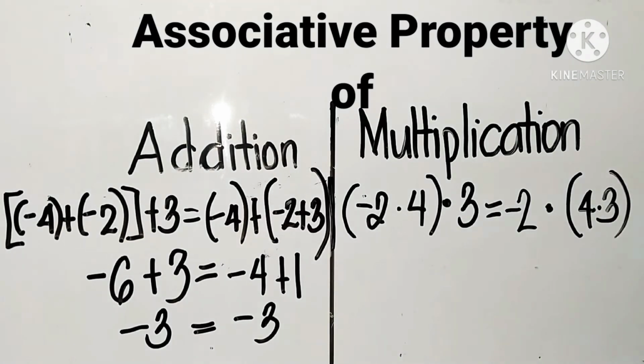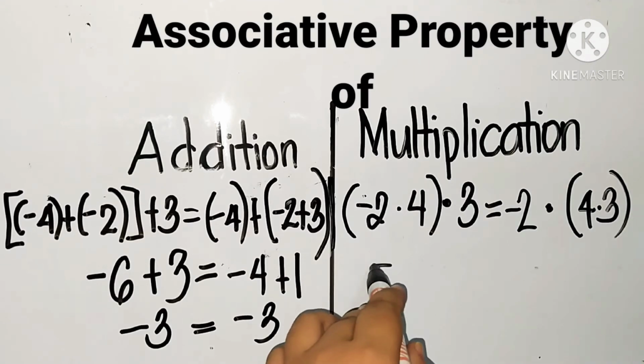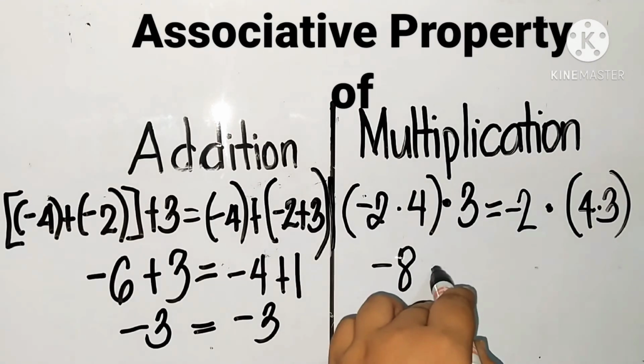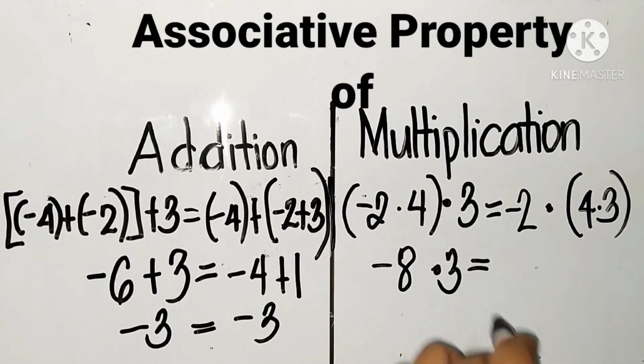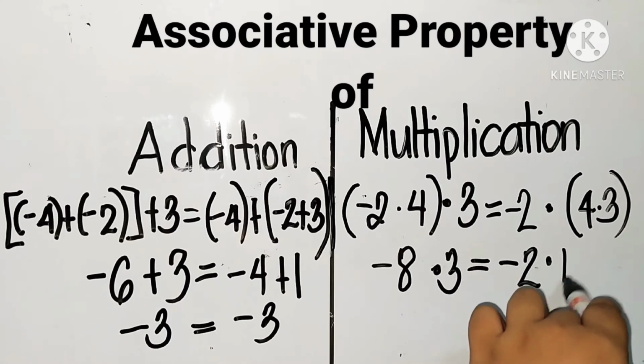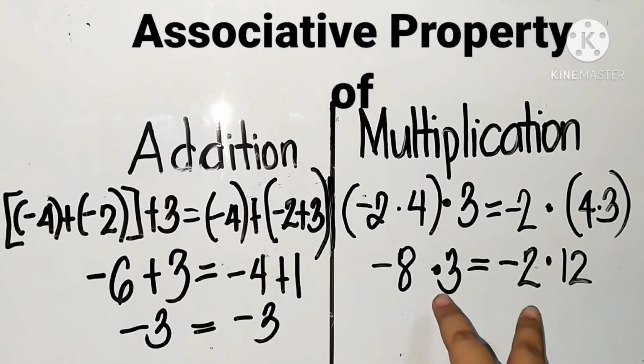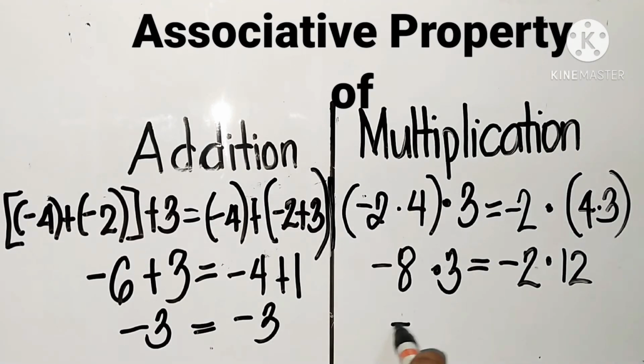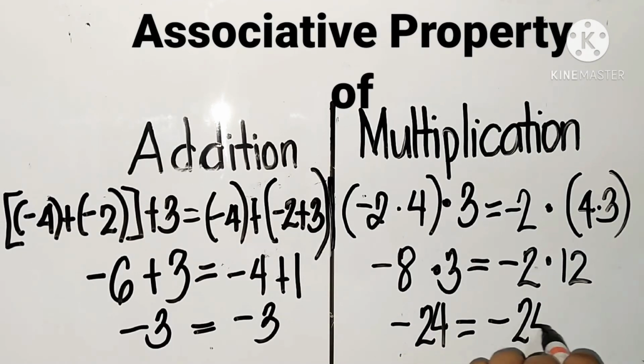Kagaya nung kanina, unahin ulit natin yung mga nasa parentheses. So, isimplify muna natin si negative 2 times 4. If you multiply negative 2 and 4, ang lalabas dyan is negative 8 times 3 is equal to negative 2 times 4 times 3 is 12. So, magkaiba man yan ng binigay sa atin na factors nung sinimplify, the same result na bibigyan niya sa atin. Negative 8 times 3 is negative 24 and negative 2 times 12 is negative 24.